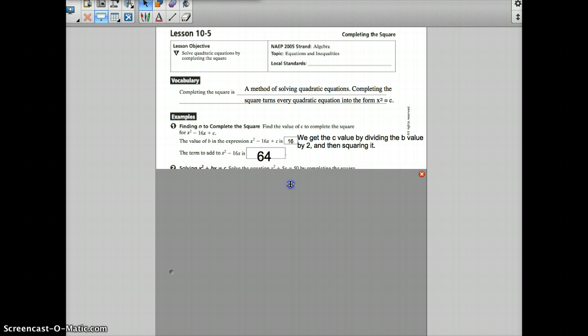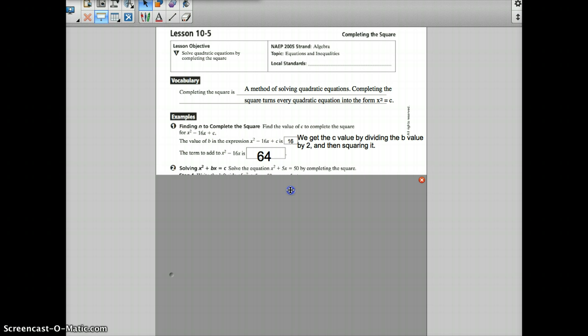Okay, so now we're going to use what we know about perfect squares to solve a quadratic equation. Here we have x squared plus 5x equals 50. Now notice we do not have this equaling 0. It doesn't have to in completing the square. You don't have to have your equation equal to 0.